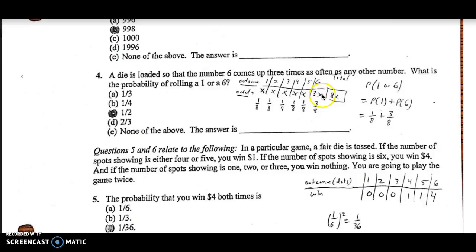If you sum that up, you get 8 x's. So that means your denominator for each of these odds needs to be 8. So 1 through 5 each have 1 over 8 odds of being rolled, and 6 has 3 over 8 odds of being rolled. You can see 3/8 is 3 times as big as 1/8. They ask, what is the probability of rolling a 1 or a 6? So we're adding the probabilities of 1, which is 1/8, and 6, which is 3/8. You add them, you get 4/8, which is 1/2, C, when you reduce it.